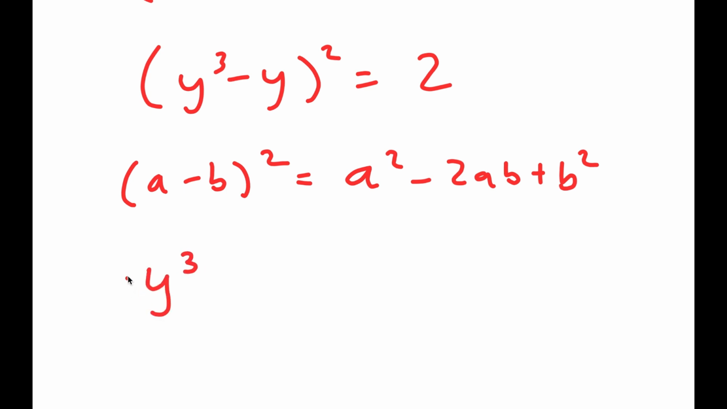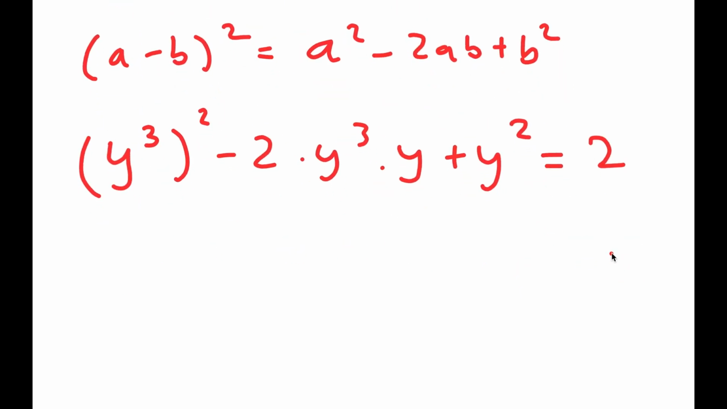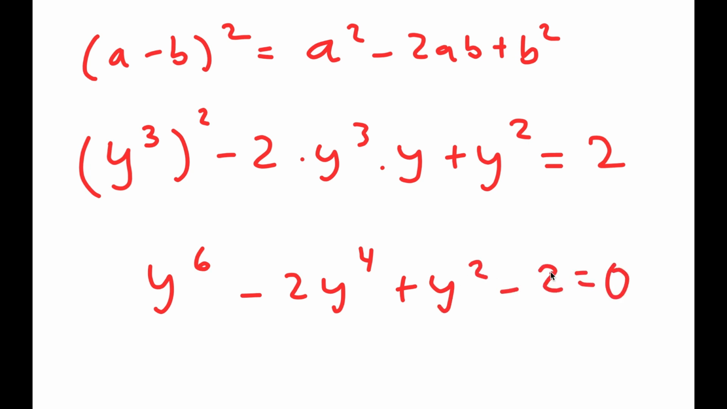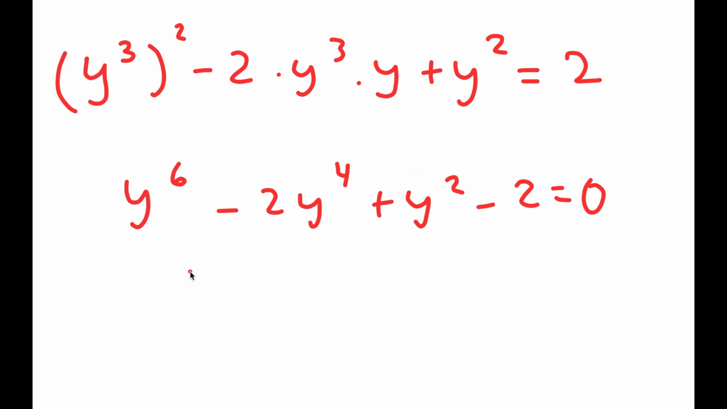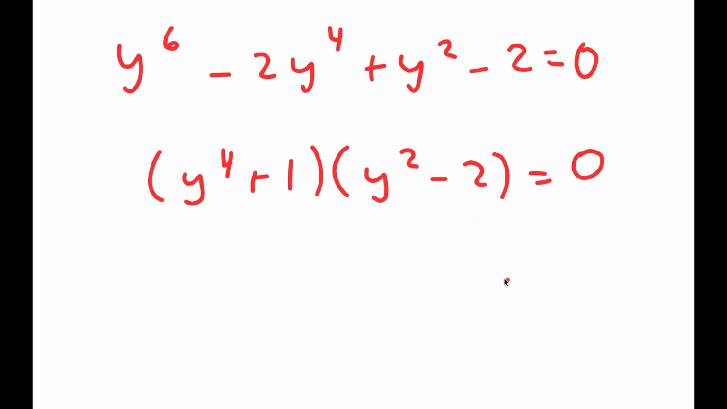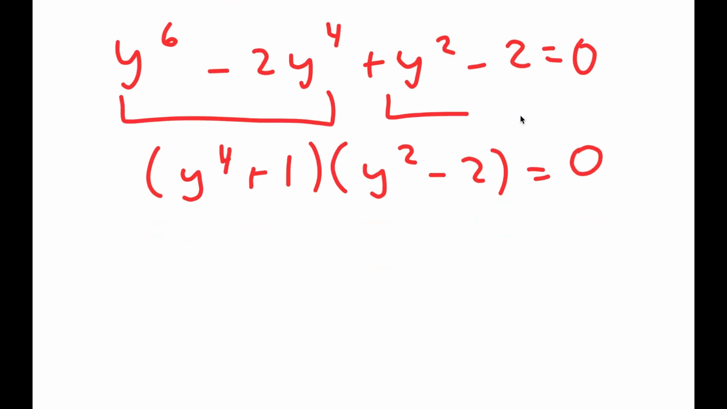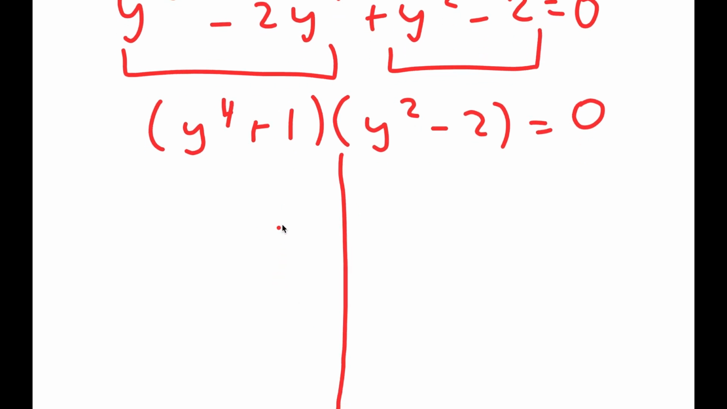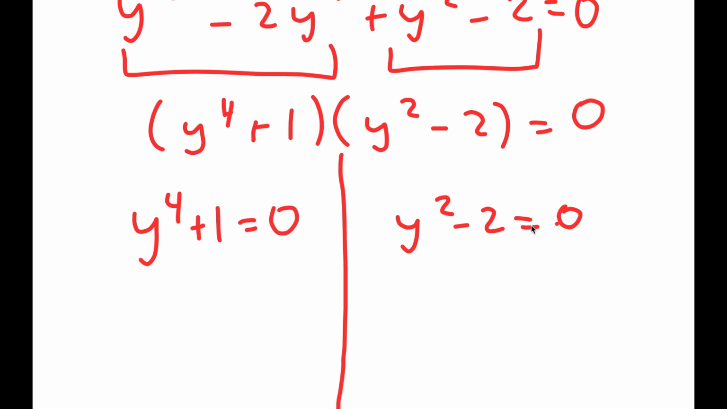y to the power of 3 to the power of 2 minus 2 times y to the power of 3 times y plus y squared. And this is equal to y to the power of 6 minus 2y to the power of 4 plus y squared minus 2 is equal to 0. Now from here, this turns into y to the power of 4 plus 1 times y squared minus 2 is equal to 0, because we just factored by grouping. So now I get two equations. I get y to the power 4 plus 1 equals 0, and y squared minus 2 is equal to 0.